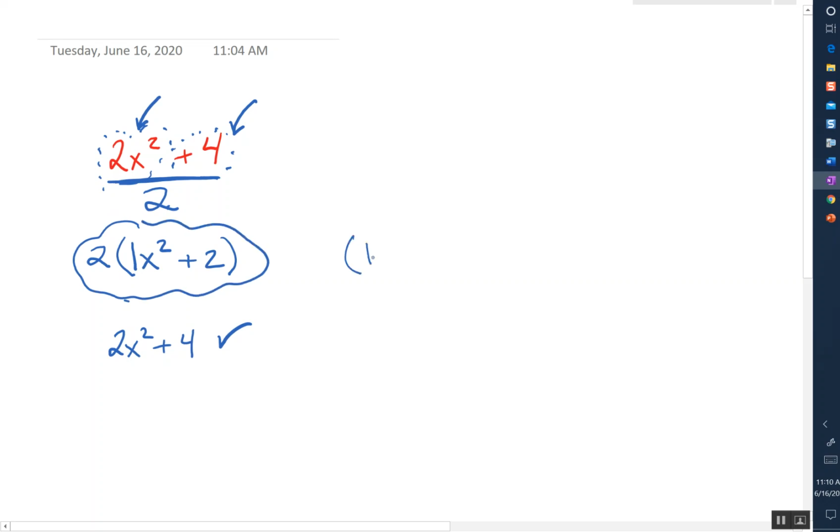Don't just give us this. That's not correct. You have to put the GCF that you found out in front.